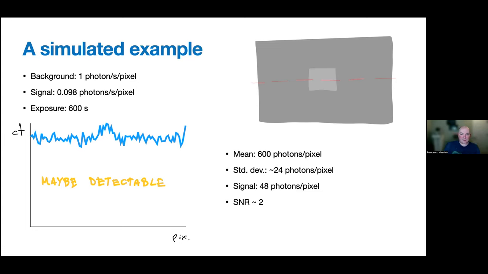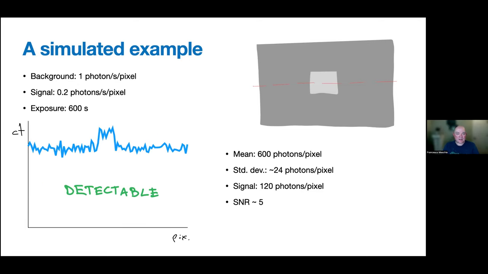And if you look at the chart on the left, you start seeing that there is an increase around the center. You still cannot really tell how sharp it is. It could be anything. So it's on the verge of being detected. Now let's make it even brighter. This is another example, same background, but the signal from the object is now 0.2 photons per second per pixel. So we have an additional signal of 120 photons per pixel. This is 5 times higher than the standard deviation. And at least to me, in the chart on the left, this is clearly detectable. You can see that there is a change, a square wave, so to speak.